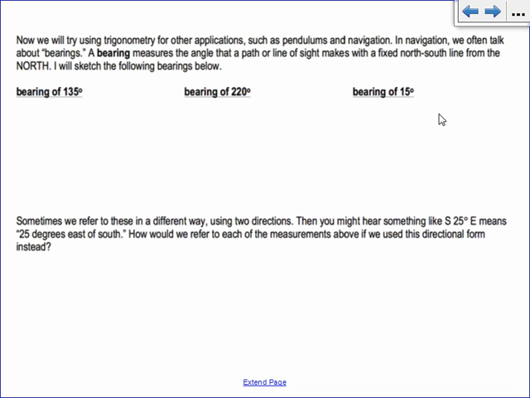So the thing that's really weird about bearing is you guys are pros at doing angles from right here. You're like, oh, 150 degrees, that's right here, right? But bearing isn't like that. And that's the most frustrating thing for pre-calc students. Bearing is off of the north-south line.